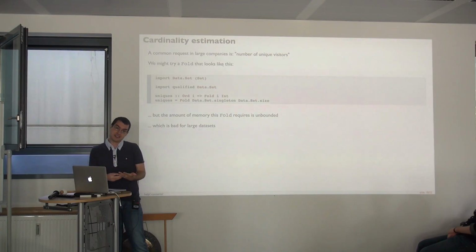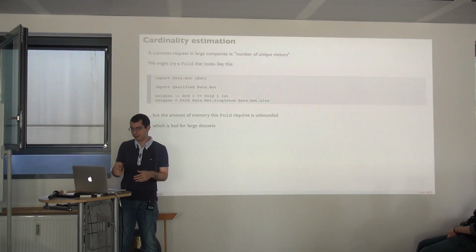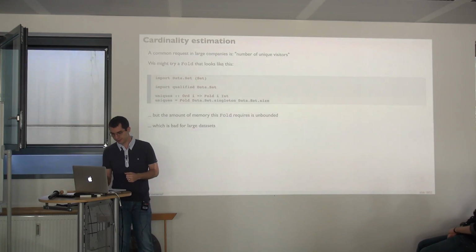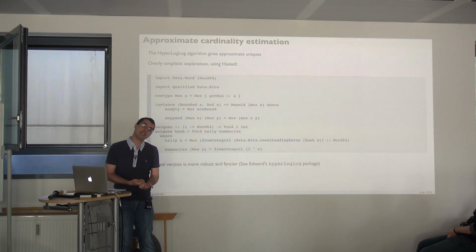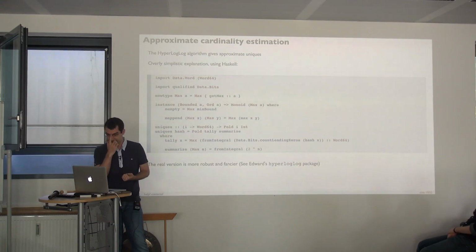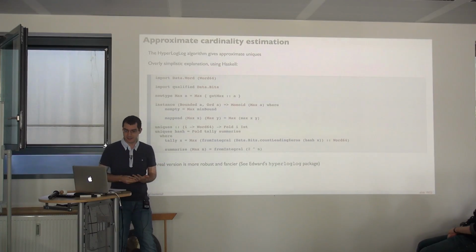The problem with this, though, is that it requires a potentially unbounded amount of memory. So if you have like 1 billion users to your site, then you're going to have a set with 1 billion elements in it, which is not good for performance and not good for space usage. But there's a more robust algorithm you can use that gives an approximate estimate of the number of unique elements in a set. And this is called the Hyperloglog algorithm.